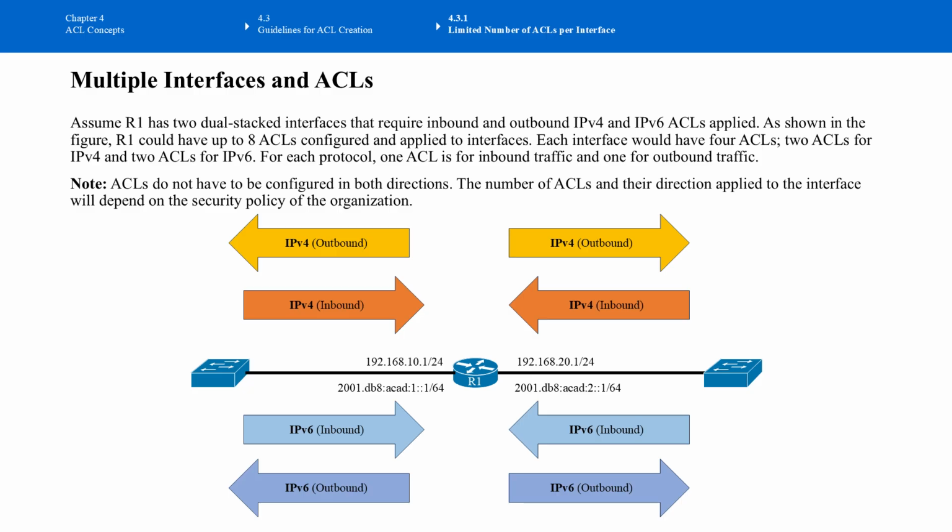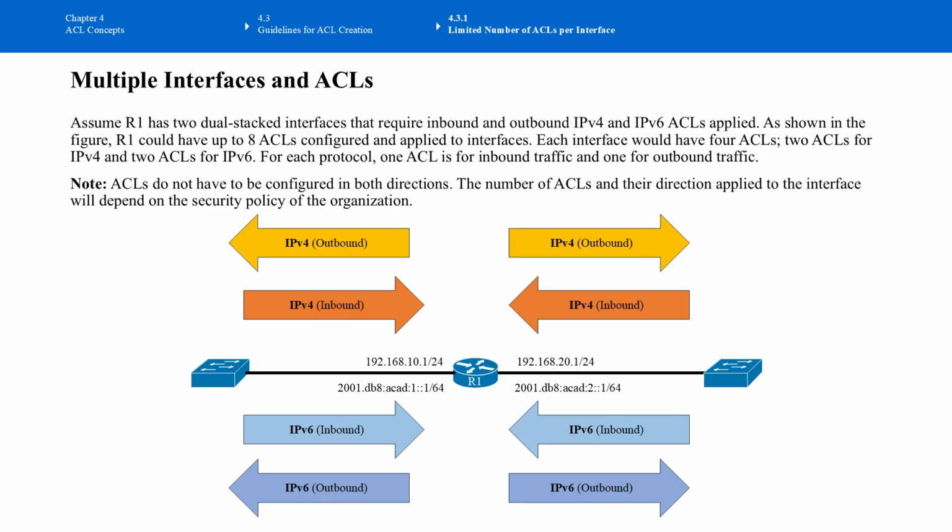Multiple interfaces and ACLs. In this example, R1 has dual stack interfaces. Each interface supports both IPv4 and IPv6. If the security policy requires filtering in both directions, each interface can have 4 ACLs, and we know these 4 already. Since R1 has 2 interfaces, with 4 ACLs per interface, that means there are up to 8 ACL applications.